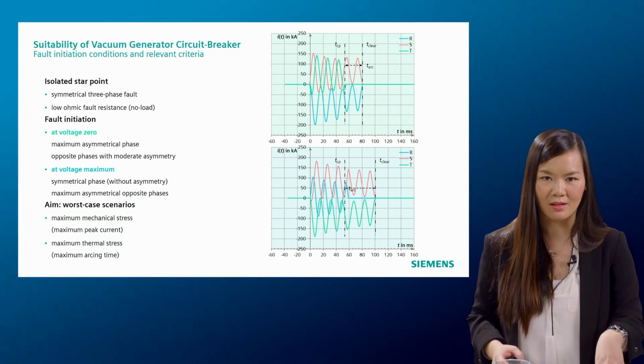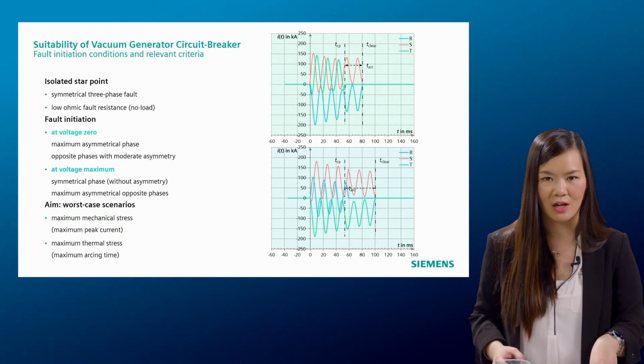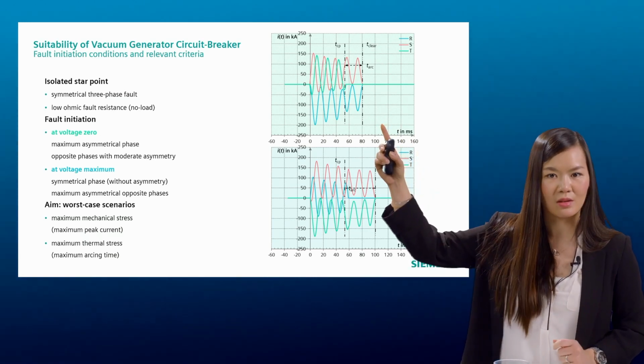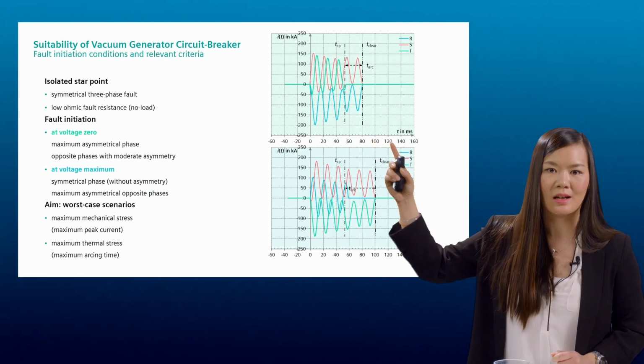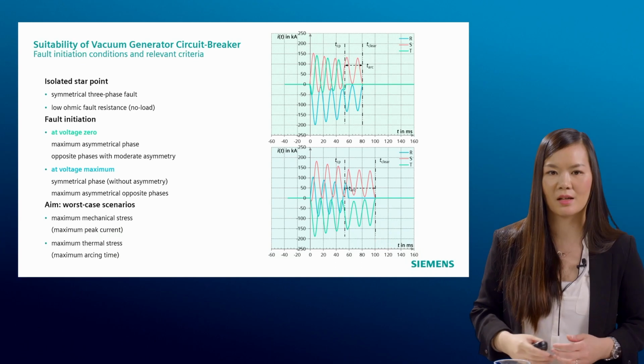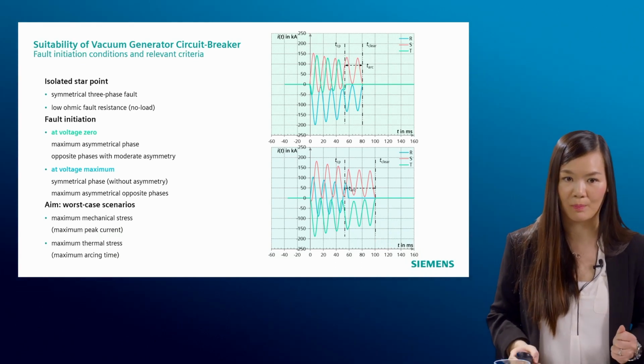So by simulating these 2 cases separately from each other, we can get the first results: the maximum mechanical stress for the breaker because of the peak current. And here we can get the maximum arcing time, which is the maximum thermal stress on the contact system.